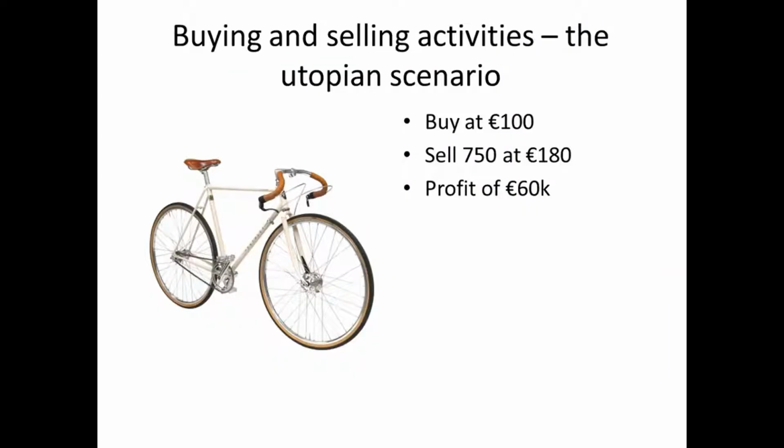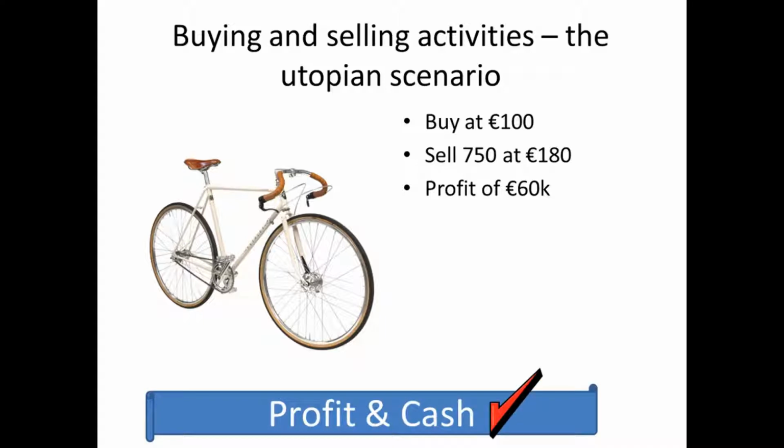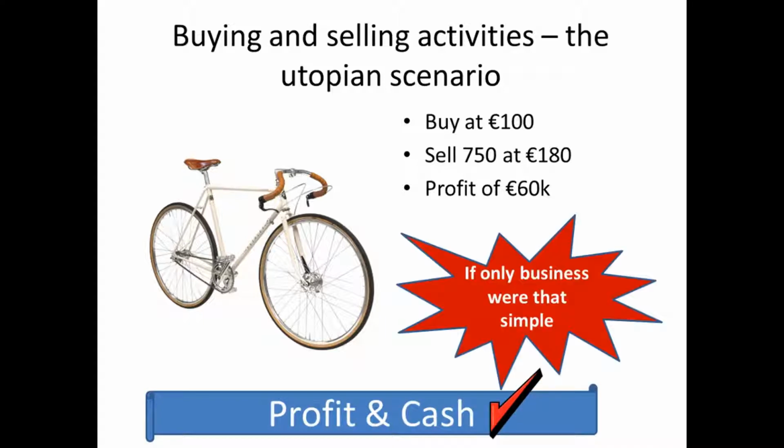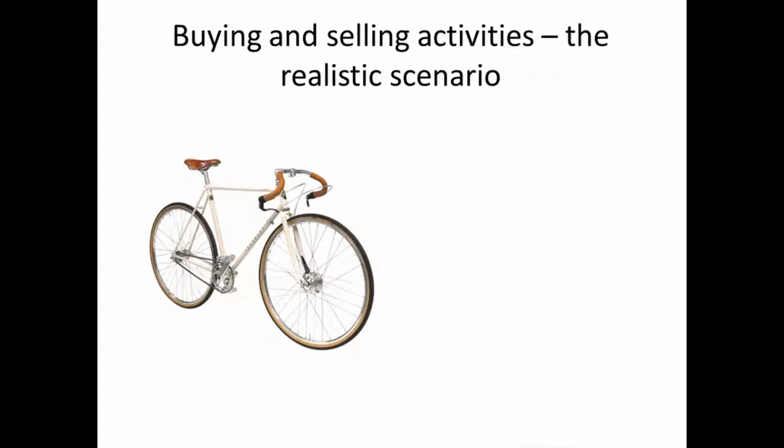Now, Billy could have a utopian situation where he buys for €100 and sells 750 bikes at €180 each, and pockets a neat profit of €60,000. In that situation, his profit and cash are the same. If only business were that simple.